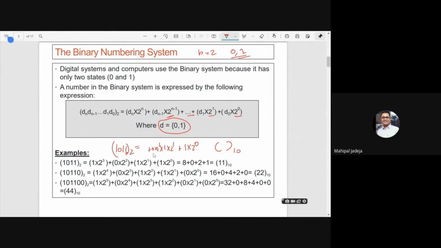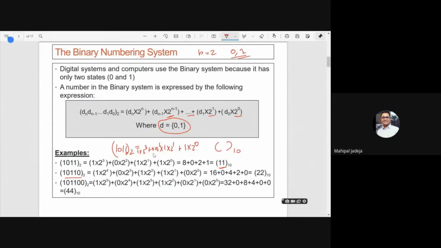And the last bit is the most significant bit, we can say. It's 1, and it will be multiplied by 2 raised to 3. And if I simplify, then I will get 11, right? So 11 in base 10 and 1011 in base 2, right? That's the idea. Similarly, we can talk about one more example, 10110.